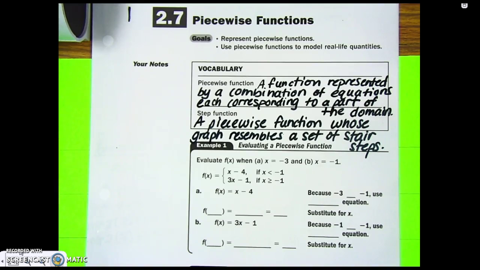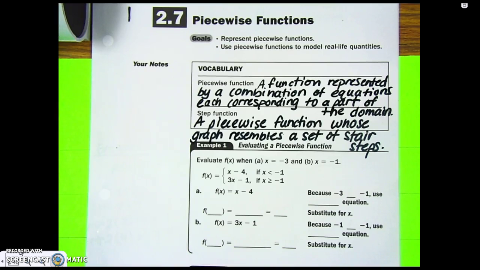What is a piecewise function? A piecewise function is a function represented by a combination of equations, each corresponding to a part of the domain. A step function is another kind of piecewise function. A step function is a piecewise function whose graph resembles a set of stair steps. And you'll be able to see what it looks like. It actually looks like stairs going up on the graph.